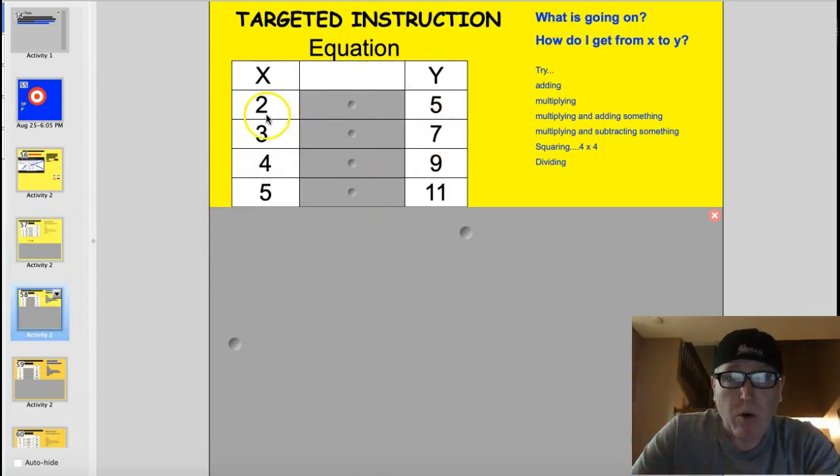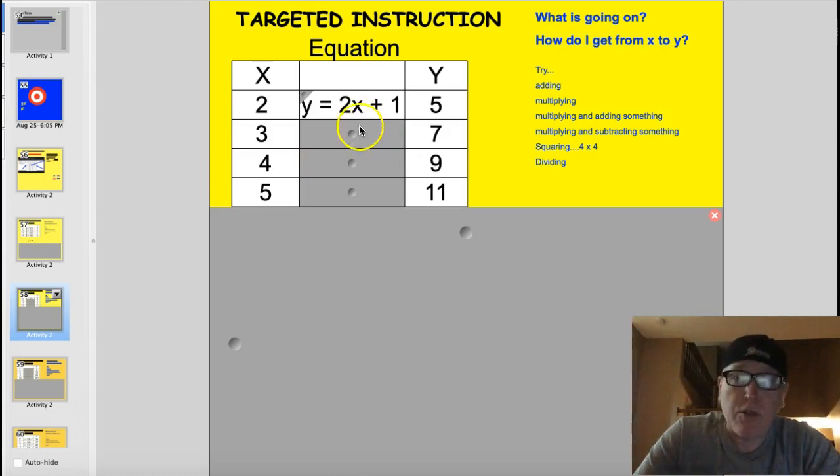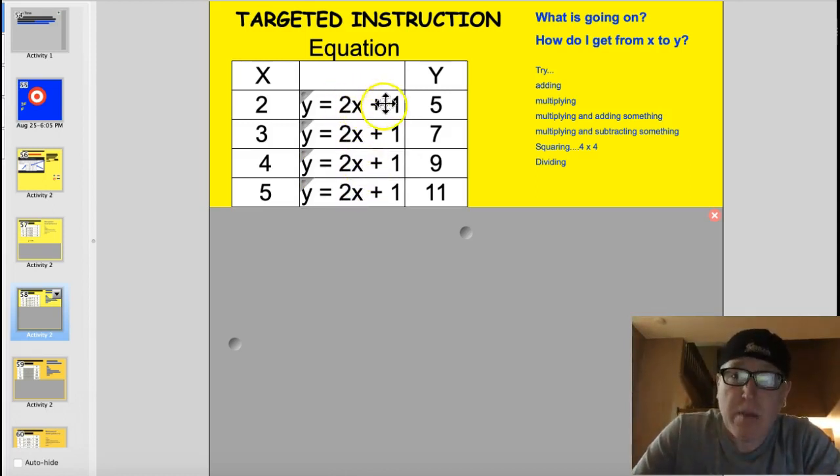All right, we're going from 2 to 5, 3 to 7, 4 to 9. So the first thing I'm thinking is plus 3. 2 plus 3 is 5. That works. 3 plus 3 is not 7. That didn't work. So let's try multiplying. I can't get to 5 multiplying. So let me try multiplying and adding. 2 times 2 plus 1. That worked. 3 times 2 plus 1. Oh, I'm on a roll. 4 times 2 plus 1. There we go. I figured it out. It's times 2 plus 1.